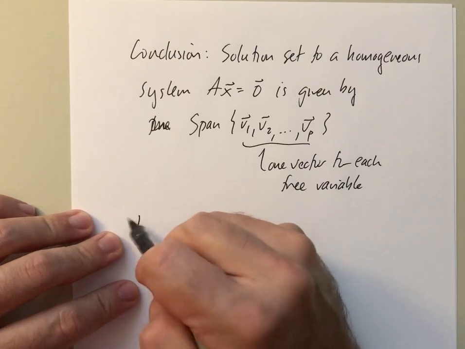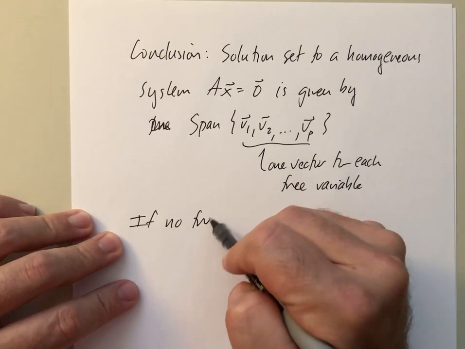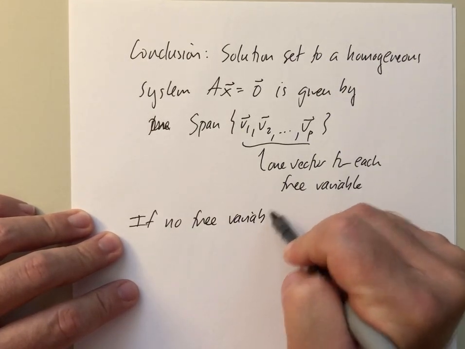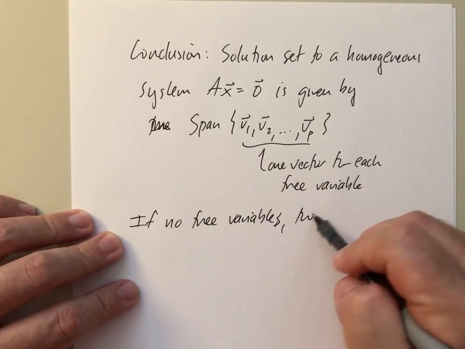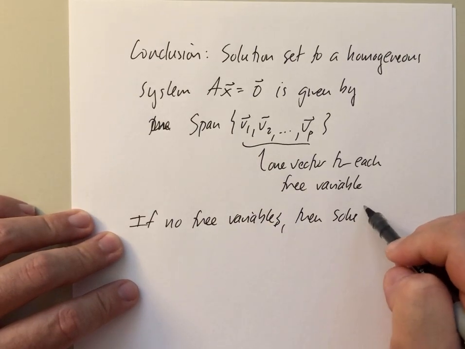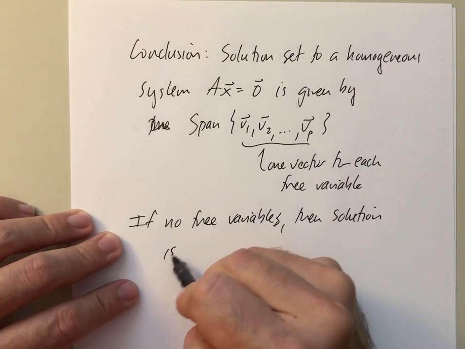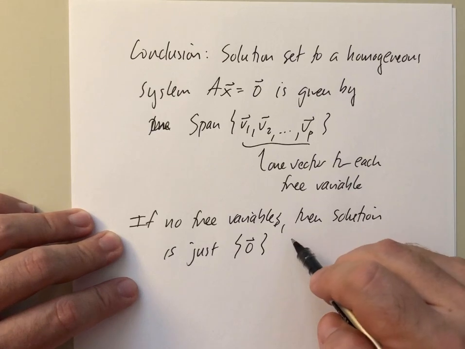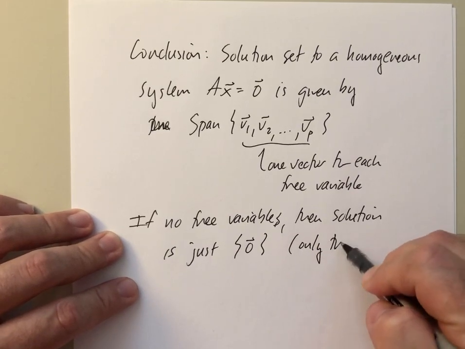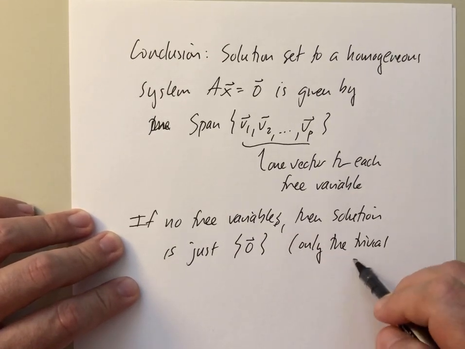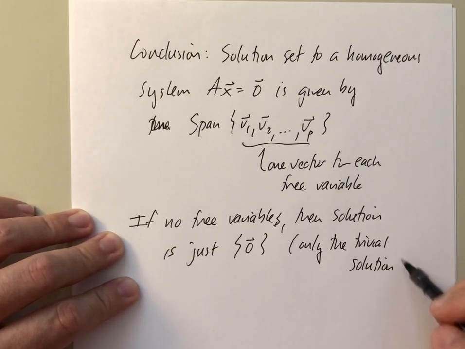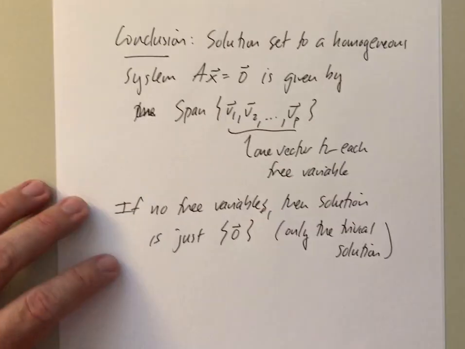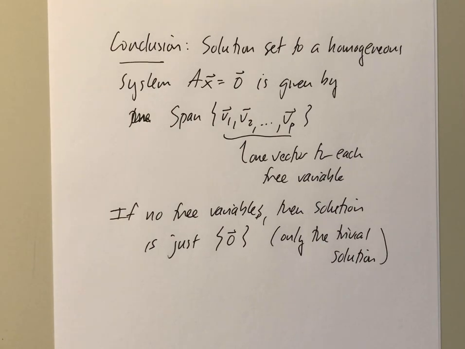I should also say that if no free variables exist, then the solution set is just the trivial solution. I'll write that as the set containing the zero vector. What I mean is that it's only the trivial solution. So that's an observation we're making, and we're going to use that. This is for homogeneous systems. Next time we'll talk about what happens for general systems, and we'll see you next time.